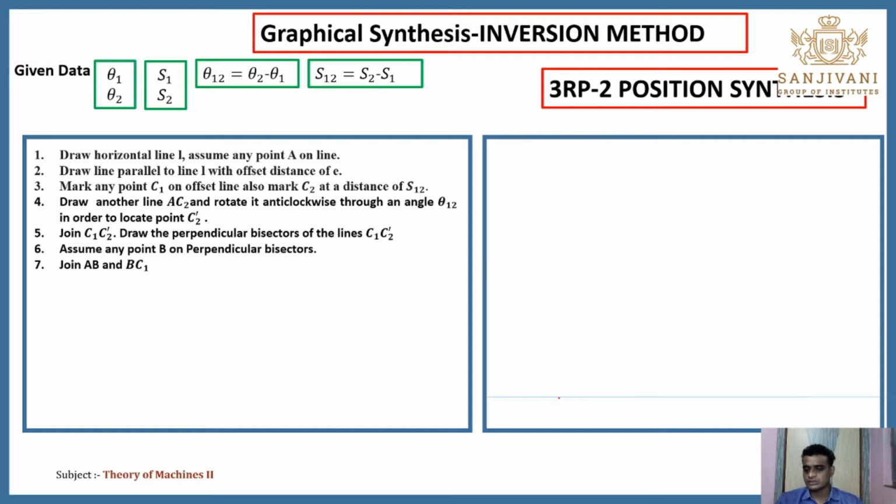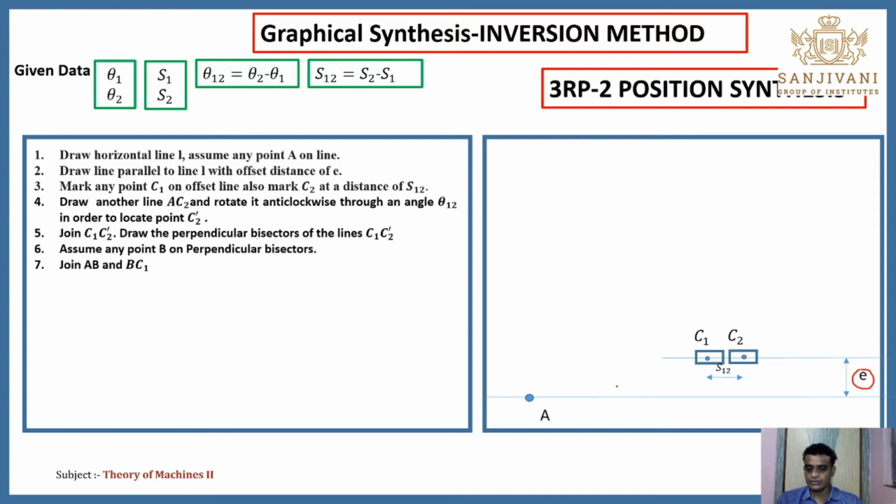While drawing this, now you have to just draw one horizontal line. You have to mark one point, which is the point A. Again you have to draw one offset line. This distance is equal to E. That distance may be given to you, or you have to assume this distance E. Now on this line you have to mark any one position of the slider, and you have to take the second position at a distance of S12. You have just marked the two positions of the slider, C1 and C2.